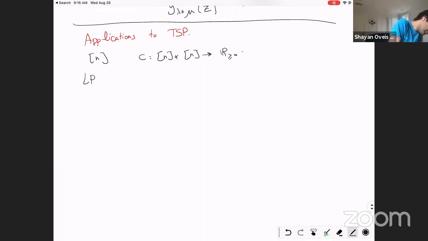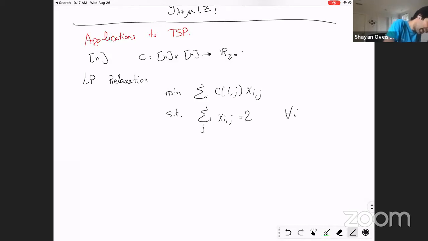There is a so-called LP relaxation for this problem, which is as follows. You say that I want to minimize summation of Cij Xij. So you have a variable for every edge ij in the graph. You want to minimize the cost subject to summation over j of Xij is equal to 2 for all i, and summation over i in S, j not in S, of Xij is at least 2 for all sets S, and X is non-negative.